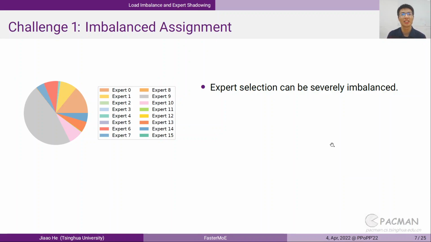The first challenge is load imbalance. We train real models to observe the assignment between tokens and experts. The pie on the left shows the situation in an iteration. It suggests that expert selection can be severely imbalanced. The gray expert takes almost half of the tokens.